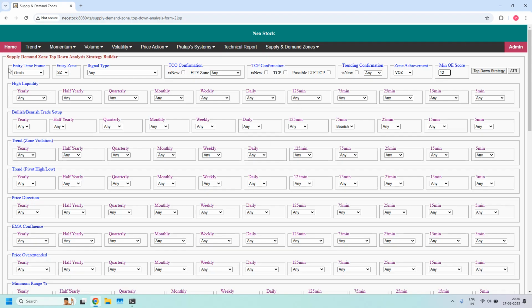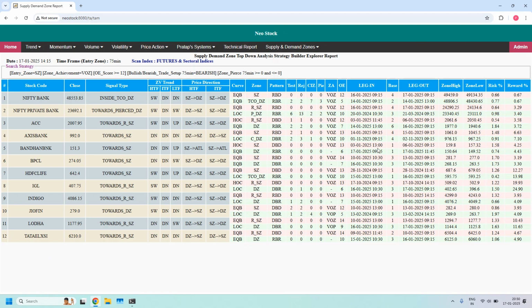With all the 3 filters on the 75 minute supply zone, we got 12 stocks. These 12 stocks are supporting a bearish trade setup for weekly income trade, and the entry time frame zones are 75 minute supply zones. Out of these 12 75 minute supply zones, some of the supply zones are already high liquidity zones. Apart from that, we can add even more probability to those supply zones based on the zone confluence. Let us filter based on zone confluence.